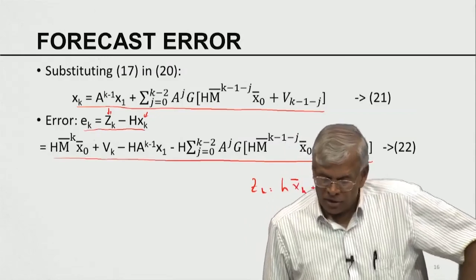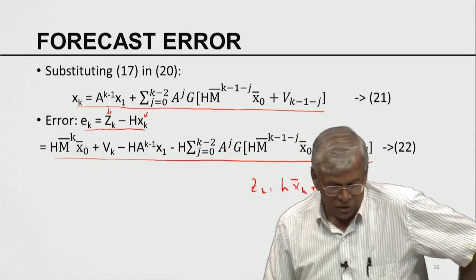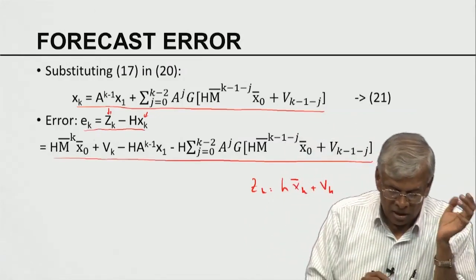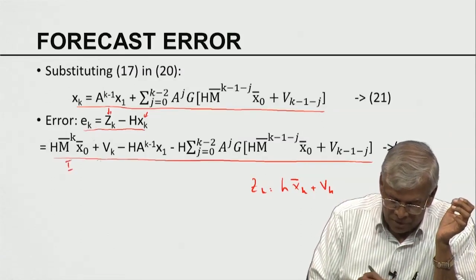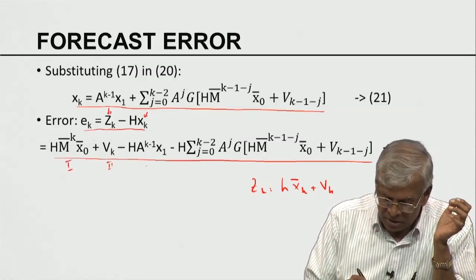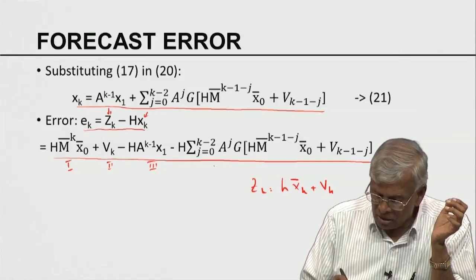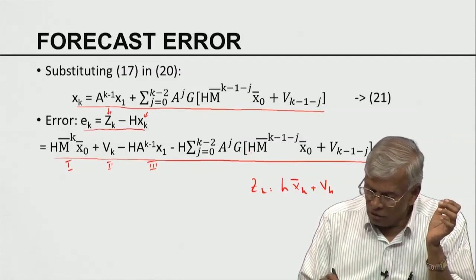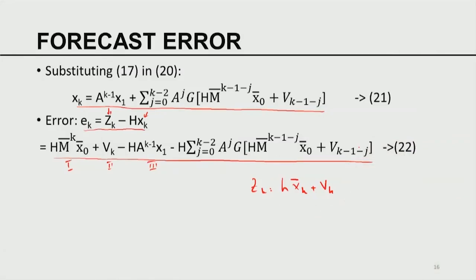So look at the structure of 22. 22 has several terms. This is the first term. This is the second term. This is the third term. The fourth term is the summation. The fourth term itself is a sum of two terms. But among all these, vk is a noise term. Vk minus 1 minus j is a noise term. So there are two noise terms. The rest of it are deterministic terms. So the error is noisy.